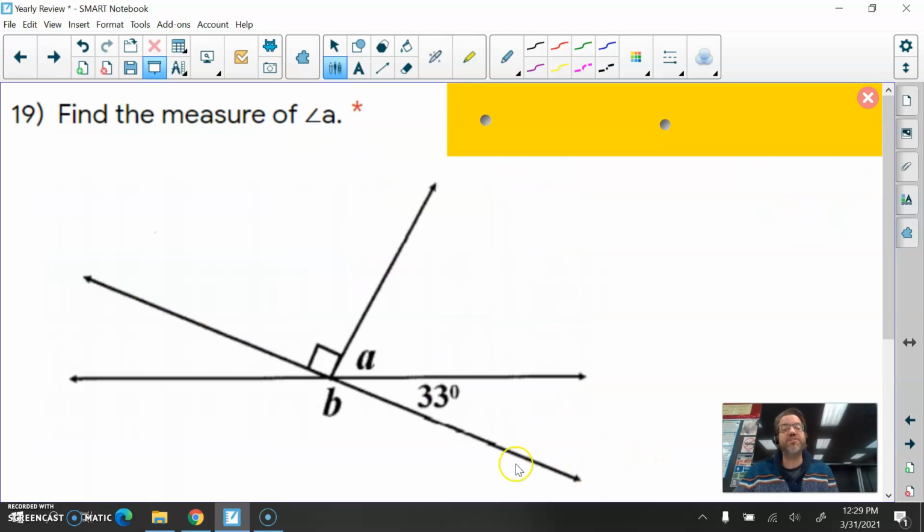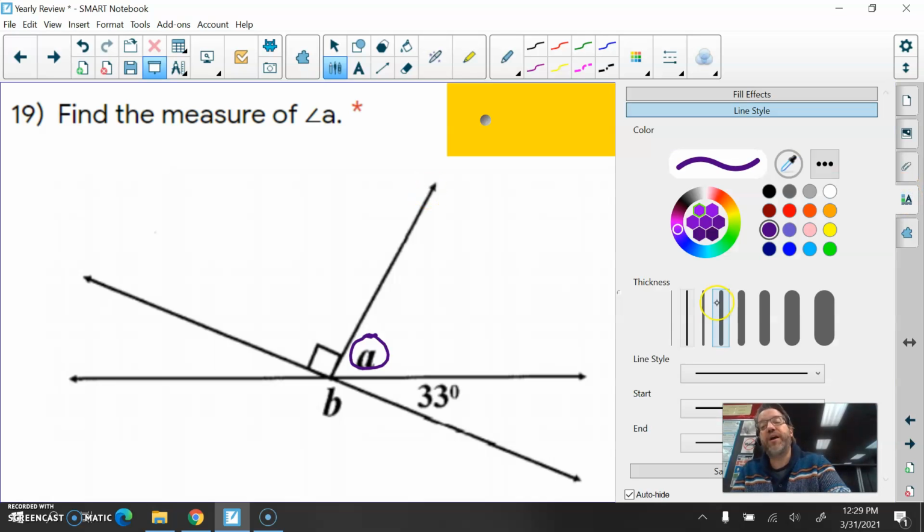All right, numbers 19 and 20 are both working off of this figure right here. And for number 19, it says find the measure of angle A. So I'm looking for angle A. Here it is right here. And let's see what we do here. I'm going to make my line a little bit thicker so you can see this more easily.